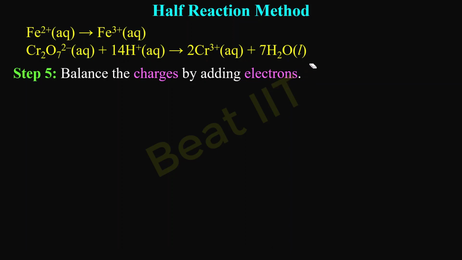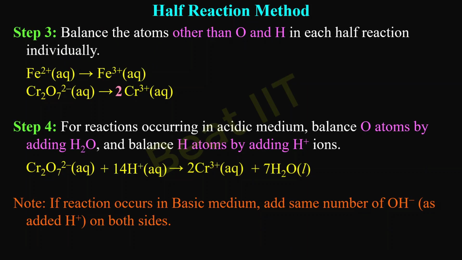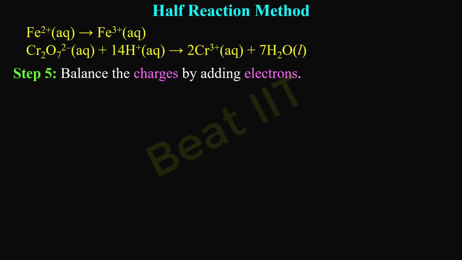Sometimes students get confused because we are using H plus here as well. In the oxidation number method, H plus was used to balance the charge, or OH minus was used to balance the charge. But in the half reaction method, always remember H plus will be used to balance hydrogen. After that, depending on whether it is basic medium or not, you will add OH minus on both sides if required. In the half reaction method, to balance the charges, we will be using electrons on the appropriate side.